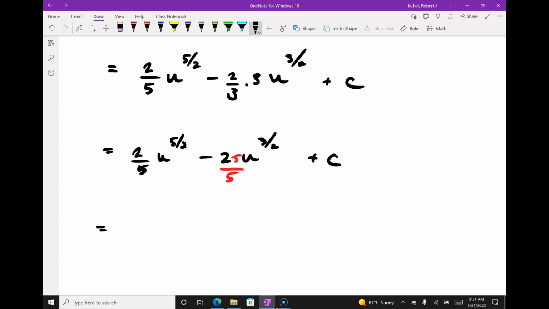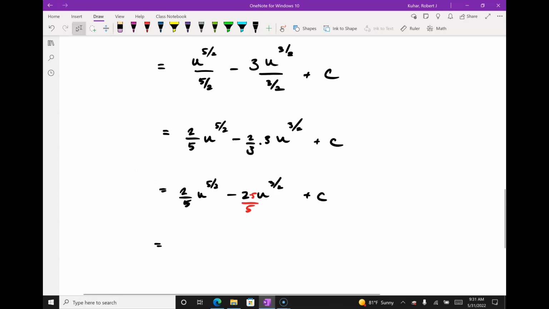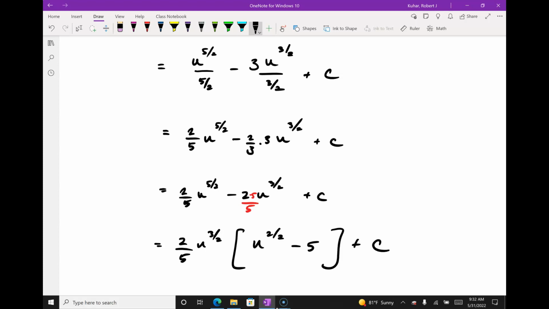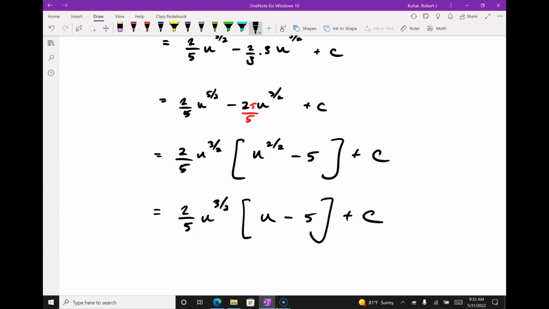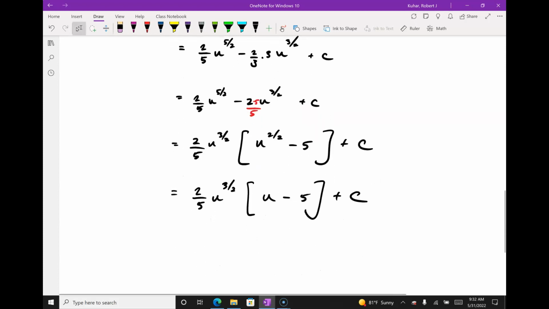Yeah, I'm getting an LCD because I'm going to factor. So I'm going to factor out a 2/5. Oh, I'm sorry, a 2/5 u to the 3 halves. And now I'm finally ready for u. I think it's 3 minus x.